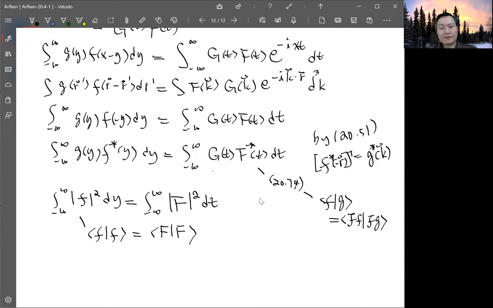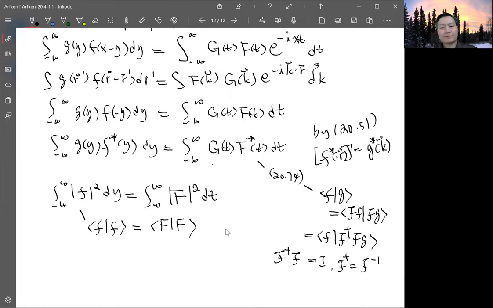And by this relationship, you can show, using the definition of the adjoint operator, that the scalar product between f and g equals this one. This means that the Fourier transform is a unitary operator, because the adjoint times the original operator equals the identity, or the adjoint operator is the inverse operator. Okay, so that is another way to look at the Fourier transform: as a unitary transformation.